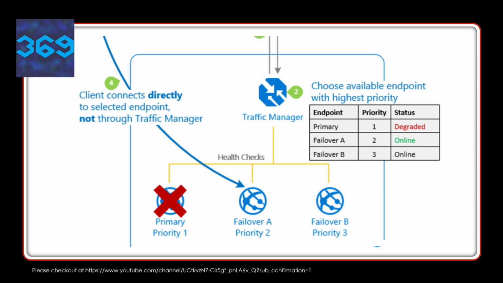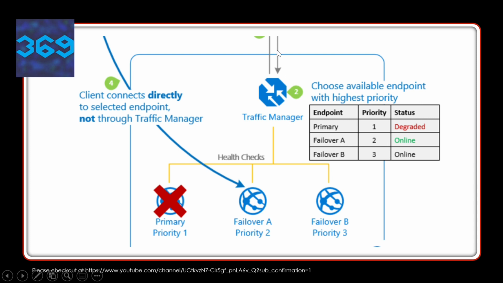So what happens is, for example, when the traffic is coming, it actually goes to the Traffic Manager. Now Traffic Manager will have an inventory of what is present and the state of each region. So you have a primary region which is on priority 1, and failover regions which are on priority 2 and 3, correct? Now it will have this sort of inventory of the status.